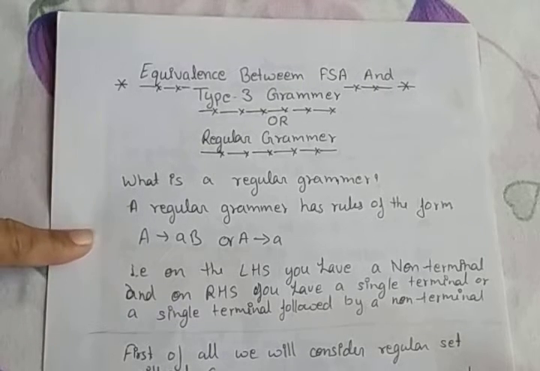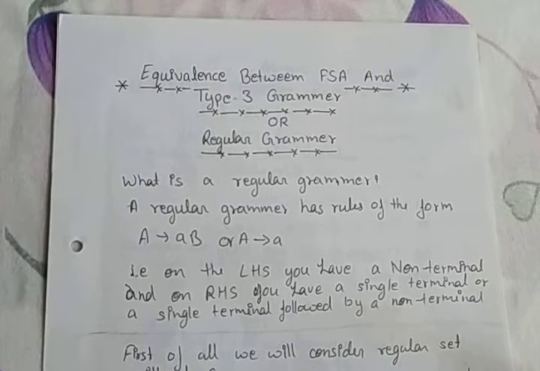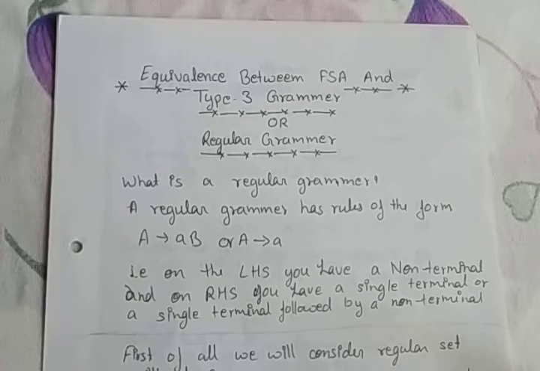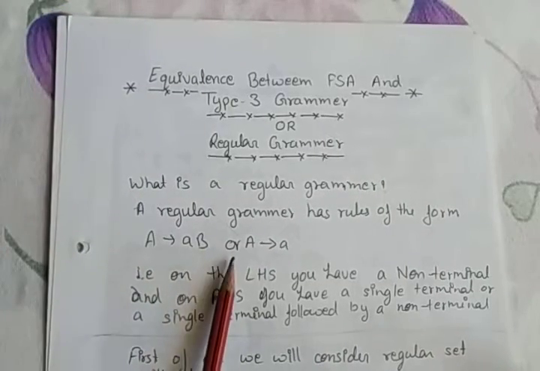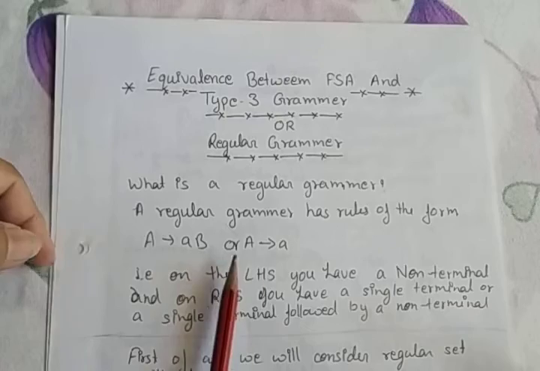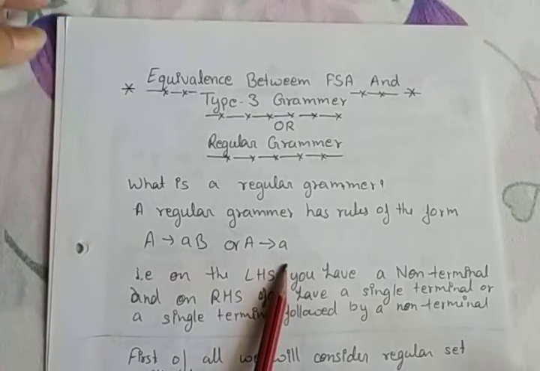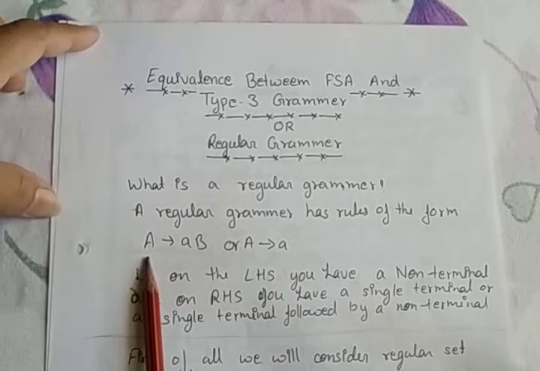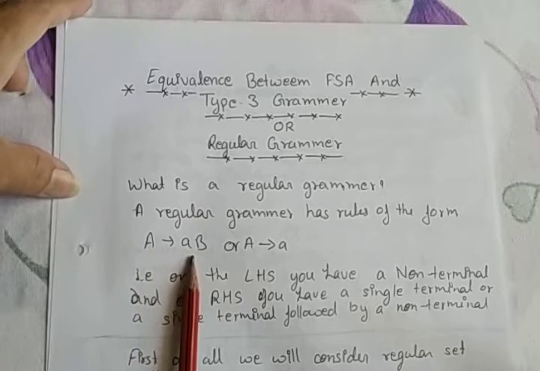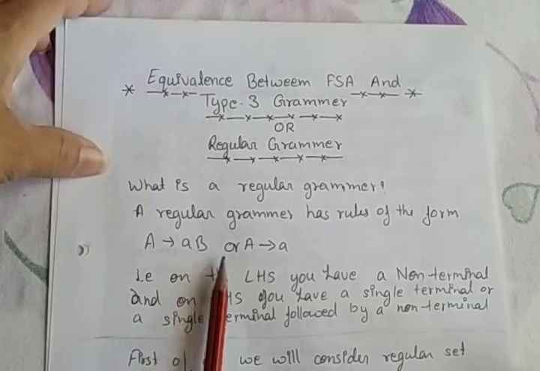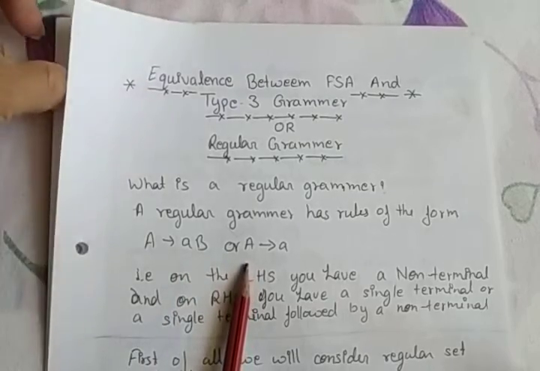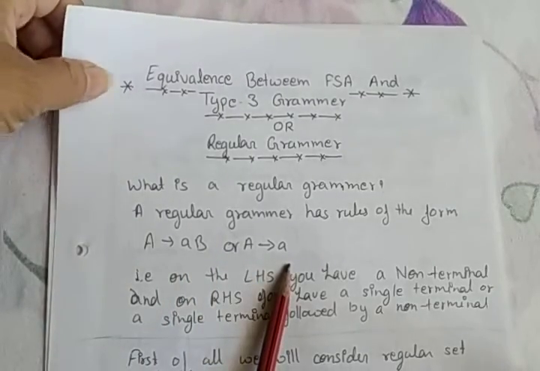A regular grammar has rules of the form A tends to aB or A tends to a, where A and B are non-terminals and small a is a terminal string. This means on the left hand side we have a single non-terminal, and on the right hand side we have a terminal followed by a non-terminal, or we can have on the left hand side a non-terminal and on the right hand side a terminal symbol.